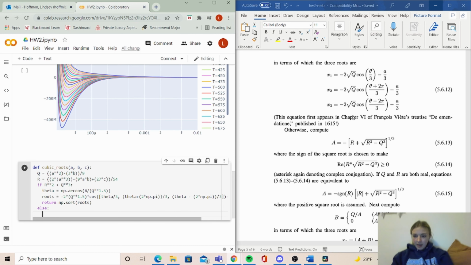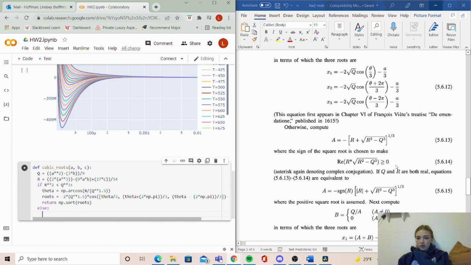So if we look at our equation sheet over here of the Cardano's equations, we see otherwise we're supposed to compute an equation for A here, where the sign of the square root is chosen to make this greater than or equal to 0.